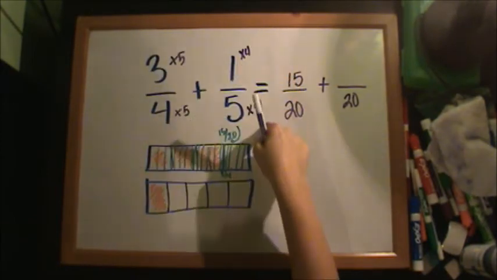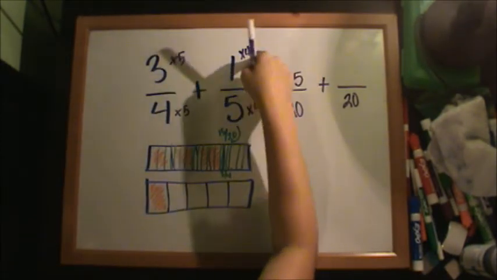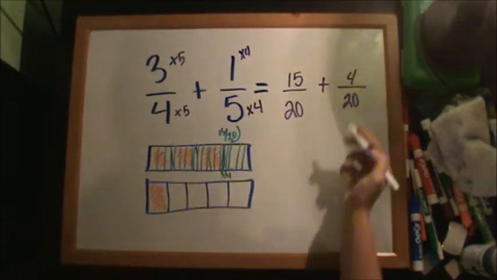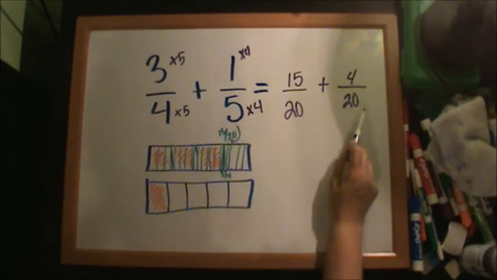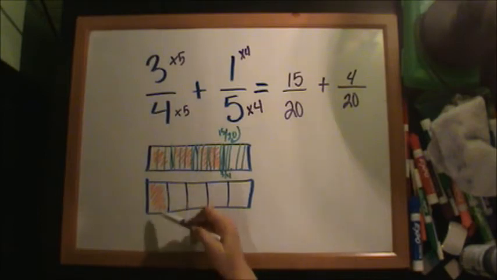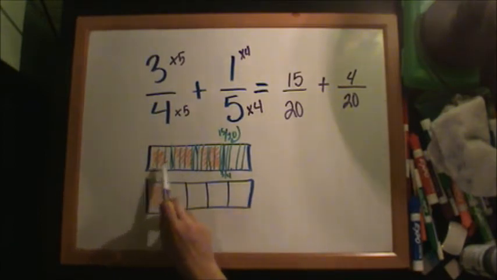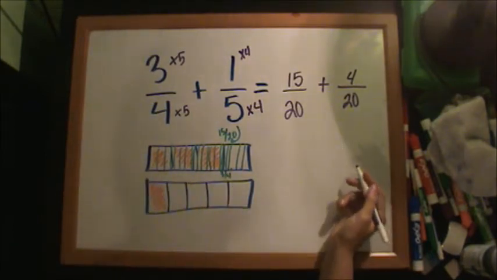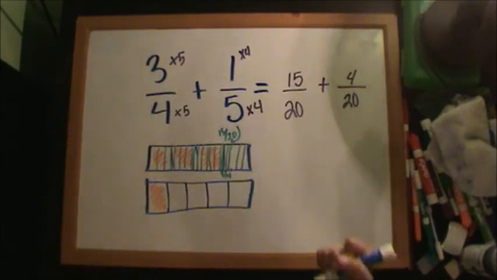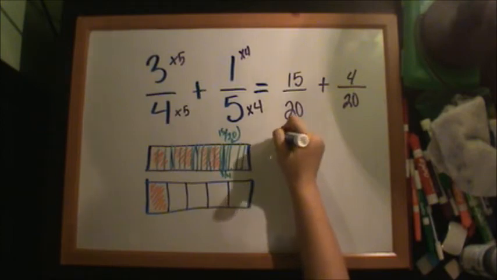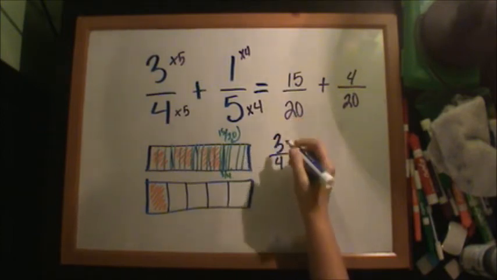Just because I did it to the bottom, I have to do it to the top. 1 times 4 is 4. So that means that 1/5 is the same as 4/20. And I would go ahead and separate those out for you, but this is a mess. So usually when they teach this, they do not line it up this way. This is the way I prefer it, just because I'm different.